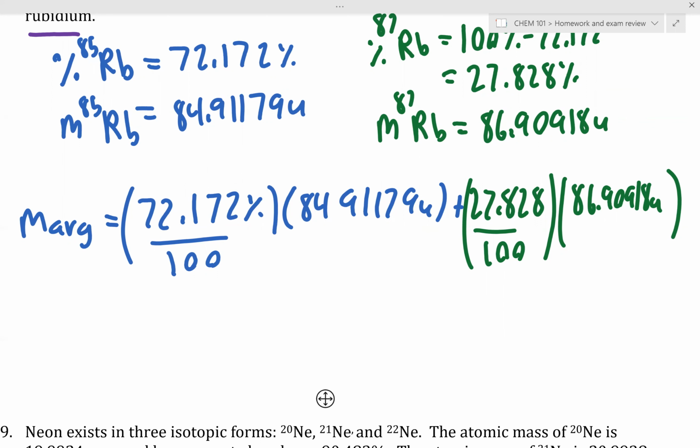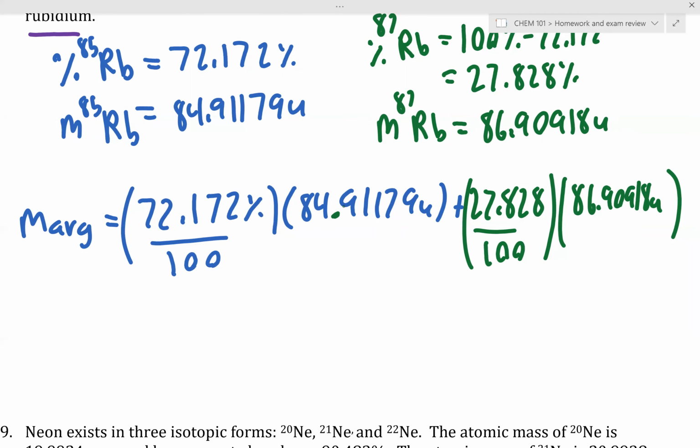So let's Alt-Tab and go to our calculator interface. This is where calculator errors arise typically. So here's what I'm going to do. First things first, what's the first thing that we have to input? What's the first operation are we inputting? Division, and then multiplication. I noticed that there should be a decimal point here. There we go. Okay. So let's enter 72.172 divided by 100 times 84.91179. And then we hit the equal sign.